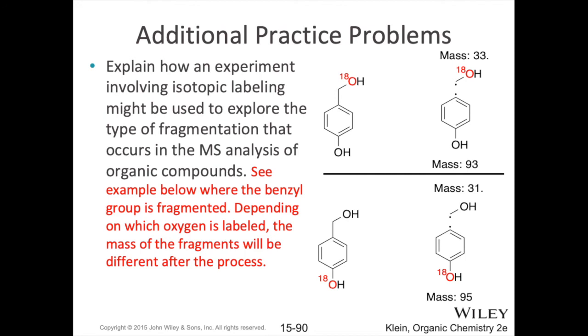You've got two places to put that isotope of oxygen, and so based on the location of the oxygen, you get different fragments, right? So you can get a fragment that's 31 versus 95, or you get a 33 versus 93, and so changing that location of that oxygen can help you figure out, or at least confirm, that it's fragmenting at this bond over here.